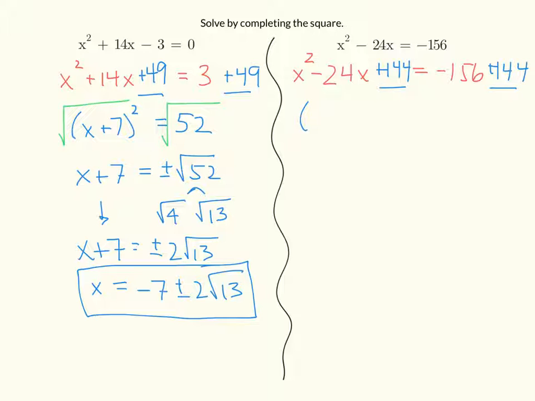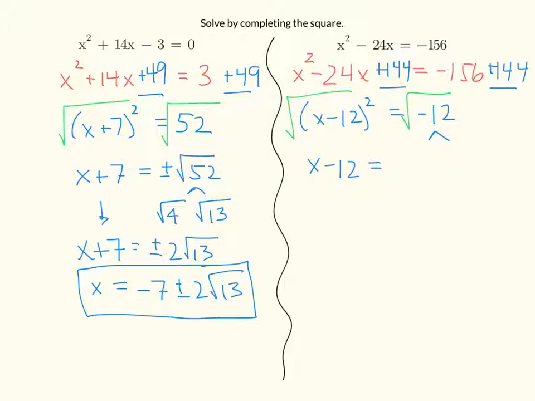Okay, this is going to become x minus 12. Again, that sign matters here. Because it was a minus 24, it's going to be minus 12. And on the right-hand side, when we combine negative 156 and positive 144, we'll get a negative 12. Okay, now we have to square root both sides. When we do that, we have x minus 12, and I'm just going to break this apart now, the square root of negative 12.